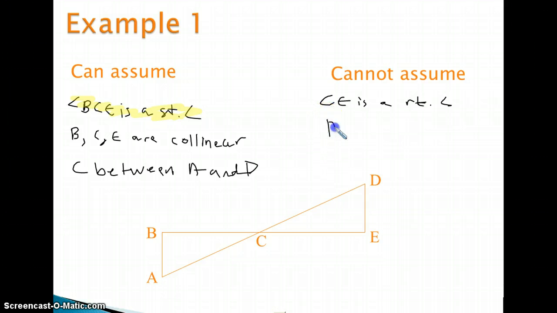Maybe we're going to assume that DE is congruent to AB. Looks like it, but I don't know that it is. Maybe we're going to assume that angle A is congruent to angle D. Again, without more information, that's a bad assumption. So we have to be extremely careful about what we assume.